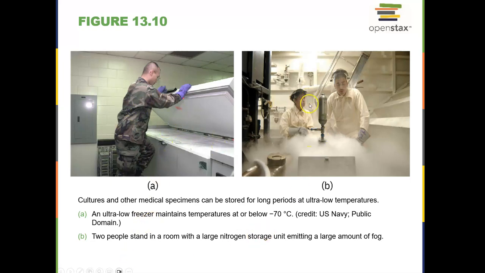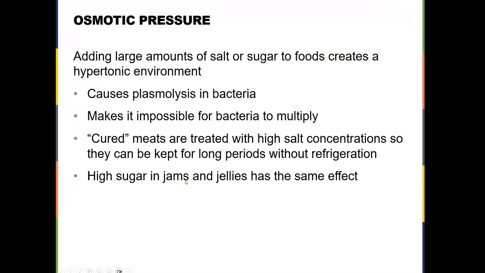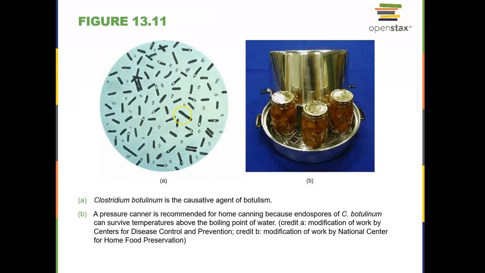And this is liquid nitrogen, is also another way of storing those cultures. Osmotic pressure, we talked about this when we did the osmosis lab. Adding large amounts of salt or sugar to foods creates a hypertonic environment, causes plasmolysis in the bacteria, makes it impossible for a bacteria to multiply. Cured meats are treated with high salt concentrations so they can be kept for long periods without refrigeration. High sugar in jams and jelly has the same effect.